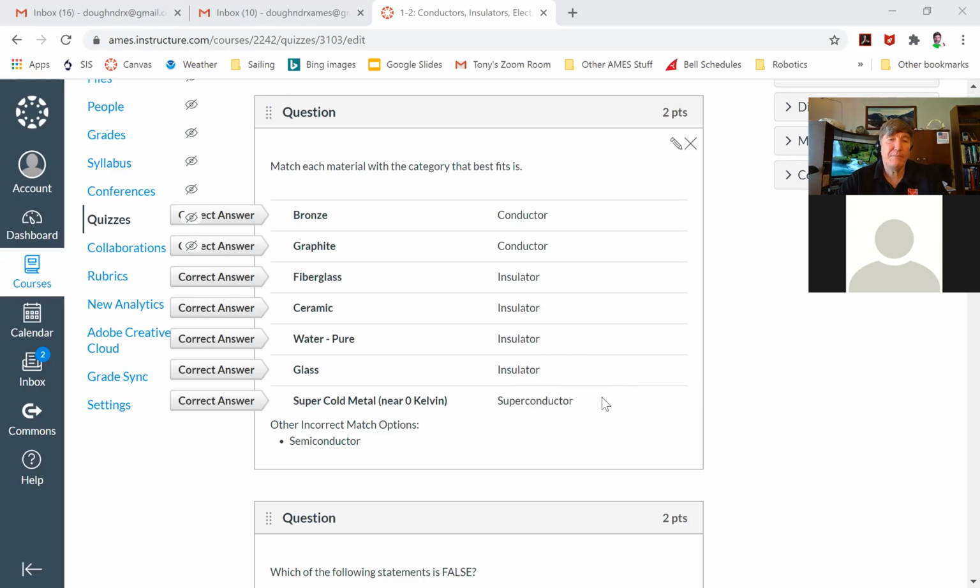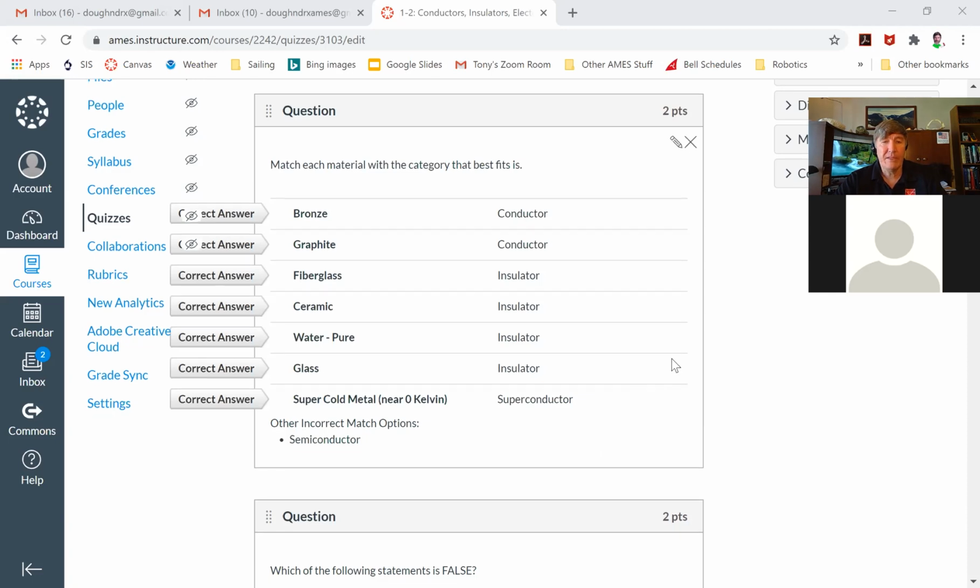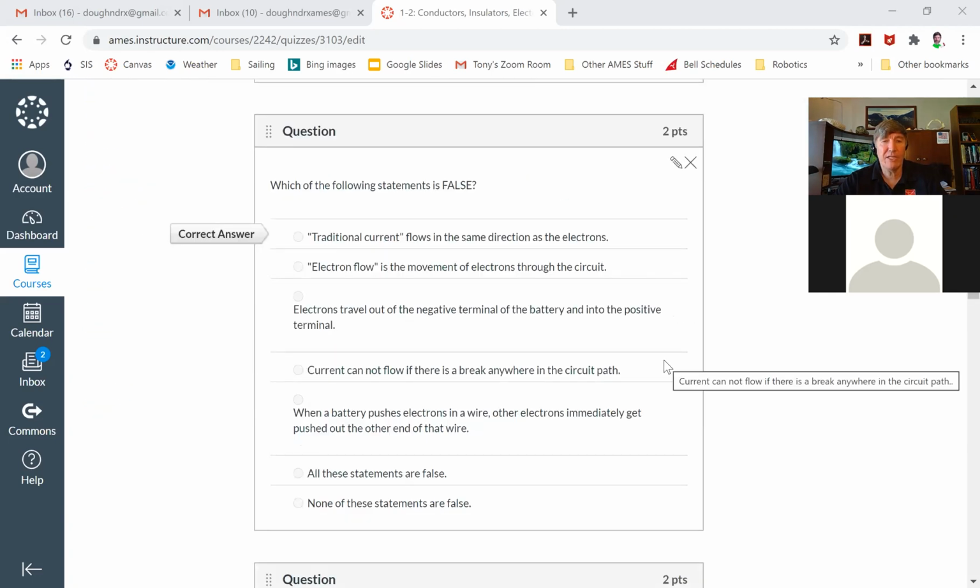If you take almost any metal and get it super cold, near 0 Kelvin, which is also called absolute zero, the metal, which at regular temperatures is a very good conductor, becomes a superconductor when it gets down super cold. Next question: which of the following statements is false?